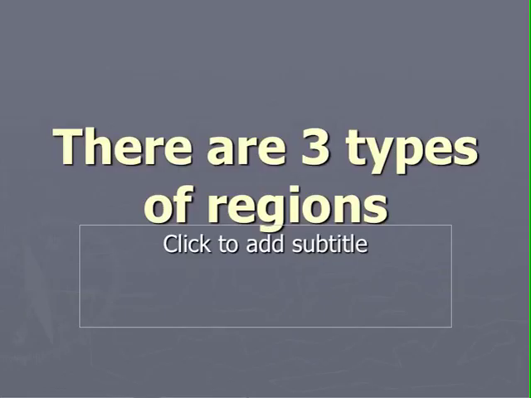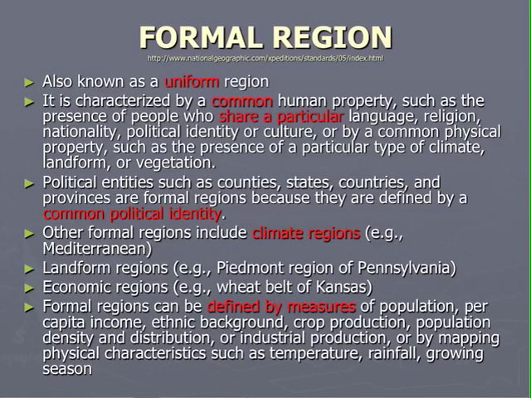All right, so there are 3 types of regions. So in your Cornell notes on the left-hand side, you might want to go ahead and put what are the 3 types of regions. First type of region we're going to be talking about today is called a formal region, also known as a uniform region. Guys, I know this looks like a lot, but you need to make sure that you get all of this in your notes. And if it is highlighted, that means that it is important.